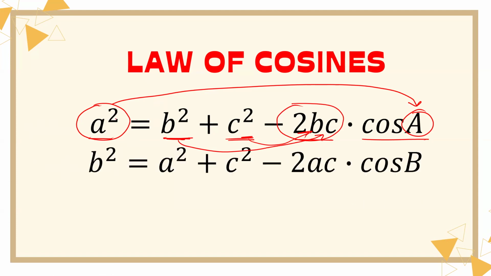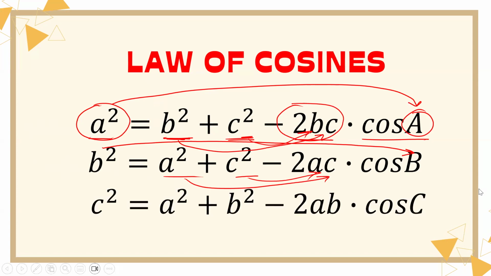Similarly, for b squared, you'll be using cosine b in this case. Then a squared plus c squared will be multiplied by -2 in this particular term, right? Then the last expression would be c squared equals a squared plus b squared minus 2ab times cosine c. So hopefully at this point, you're able to see the pattern for you to easily remember these equations whenever you use them in your exams or in the problems that we'll be solving later on.